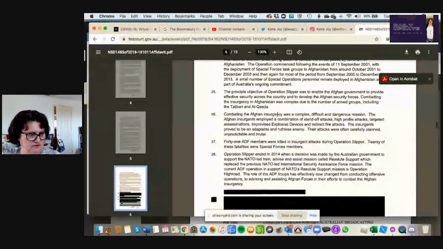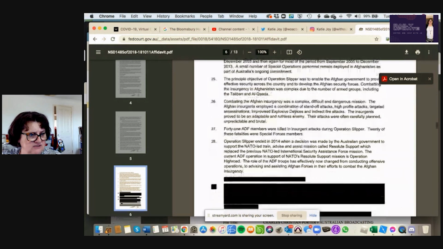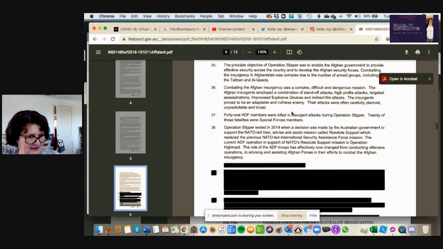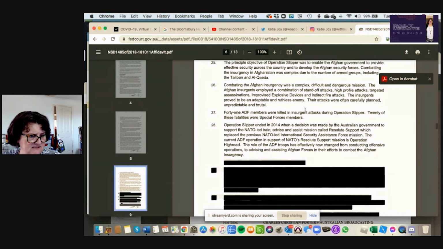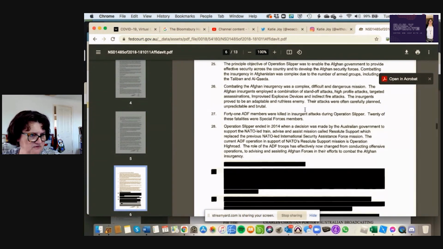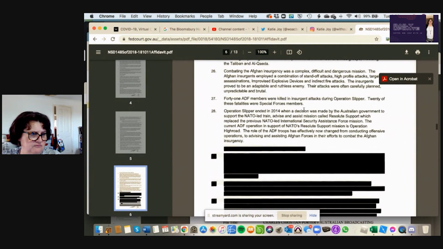The principal objective of Operation Slipper was to enable the Afghan government to provide effective security across the country and to develop the Afghan security forces. Combating the insurgency in Afghanistan was complex due to the number of armed groups, including the Taliban and Al-Qaeda. Combating the Afghan insurgency was a complex, difficult, and dangerous mission. The Afghan insurgents employed a combination of stand-off attacks, high-profile attacks, targeted assassinations, improvised explosive devices, and indirect fire attacks. The insurgents proved to be an adaptable and ruthless army. Their attacks were often carefully planned, unpredicted, and brutal.